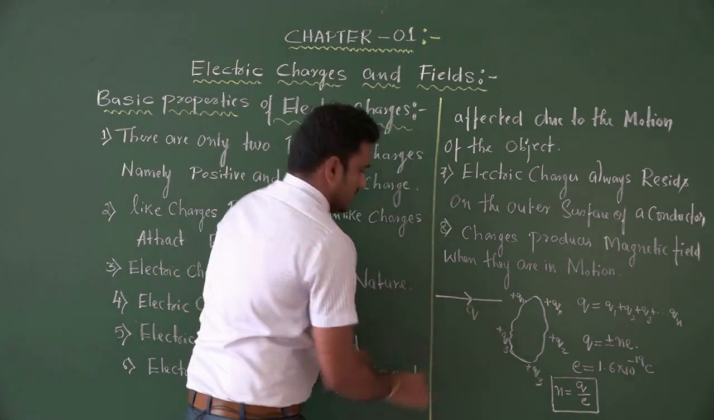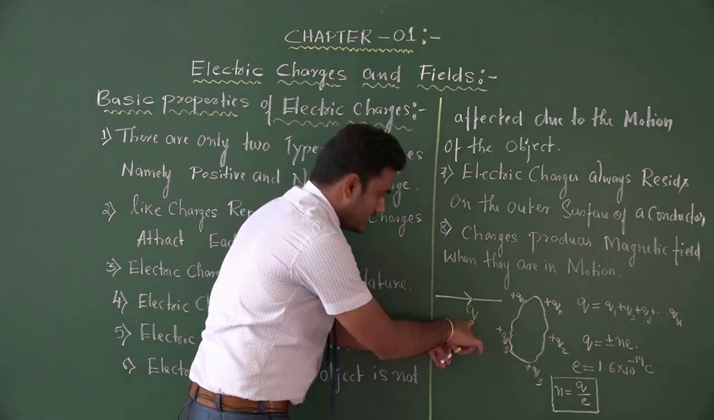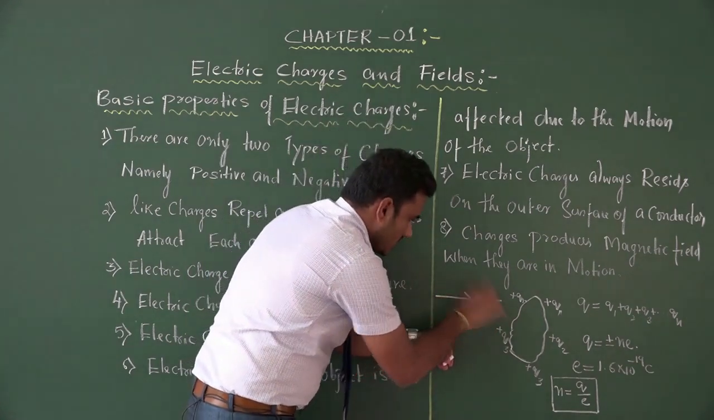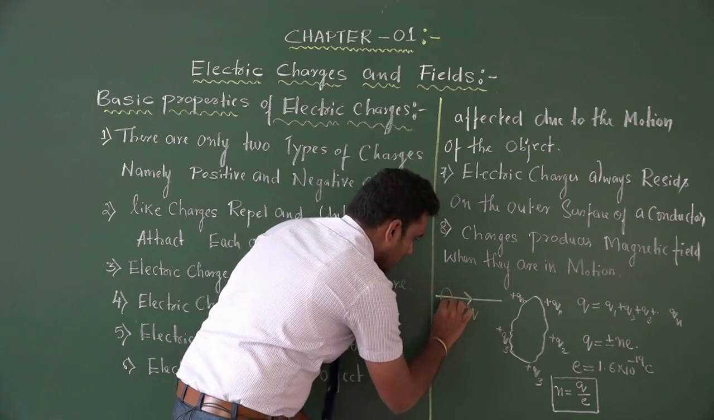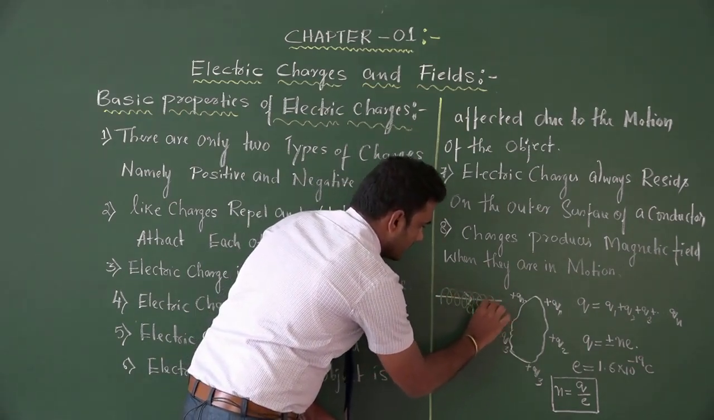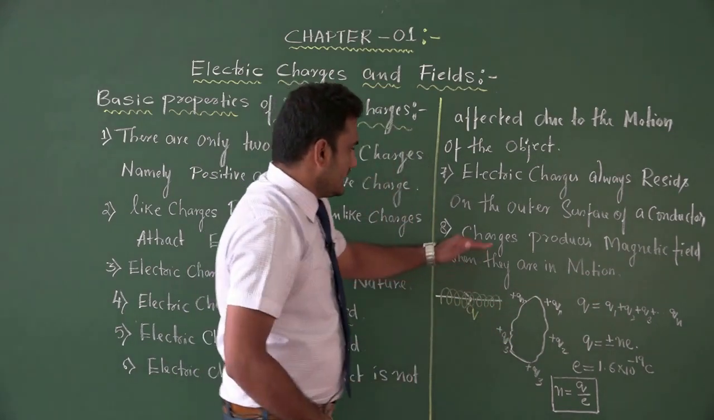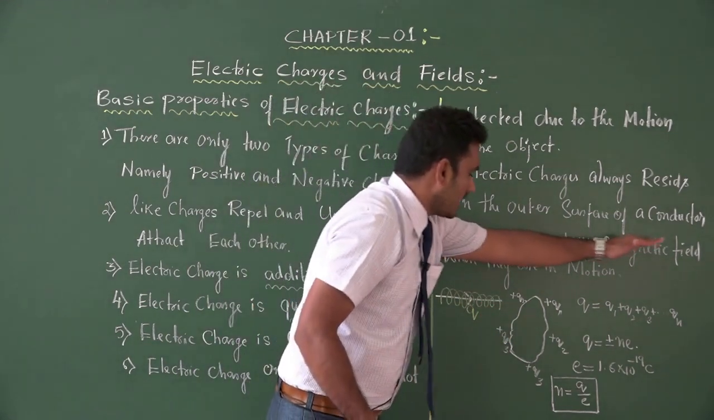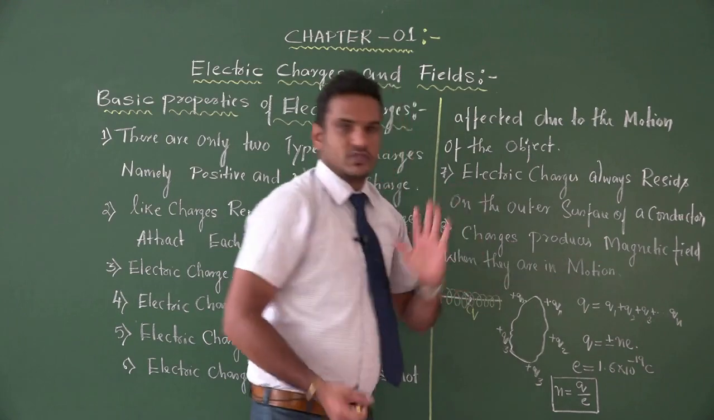See, Q indicates charge. Just imagine charges are flowing through the conductor. Due to that, a magnetic field exists around the conductor. So that is what they are saying: charges produce a magnetic field when they are in motion.